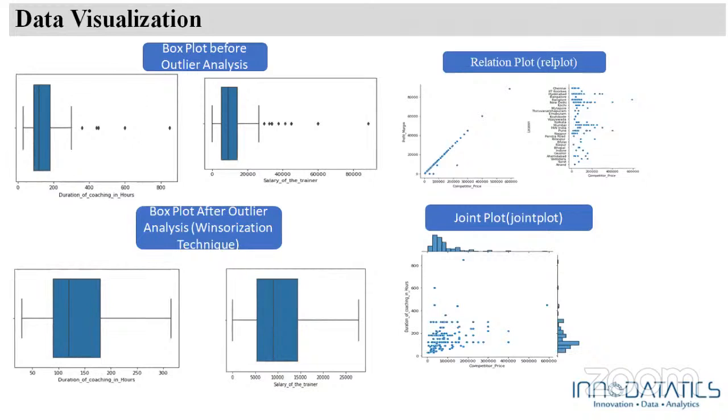Data visualization. Here we can see on the left-hand side the box plot of the variables duration of coaching hours and salary of the trainer, showing outlier values. We have treated the outliers using the winsorization technique. On the right-hand side, we can see the relational and joint plot graph, which shows the relation between the independent variables. Next slide, please.